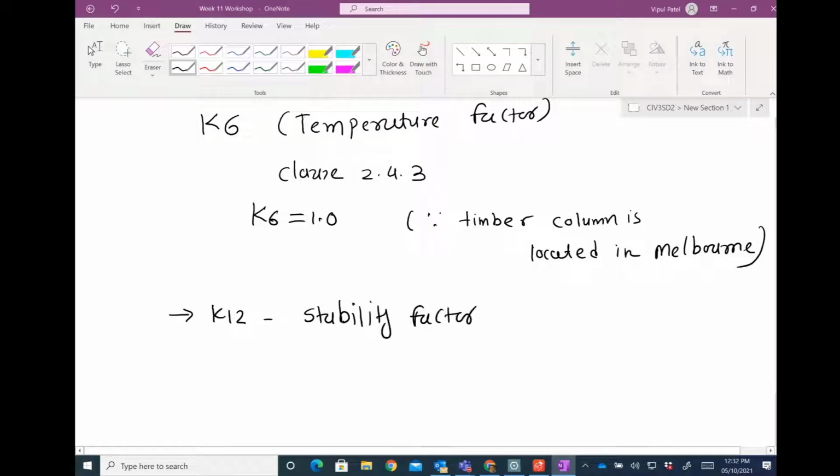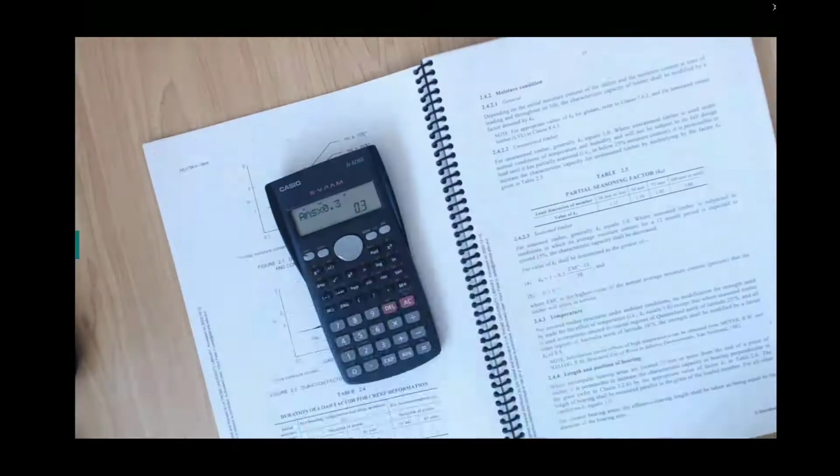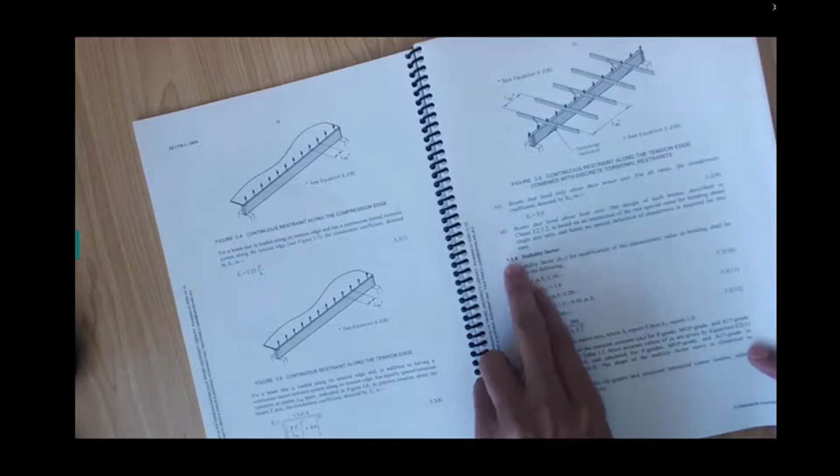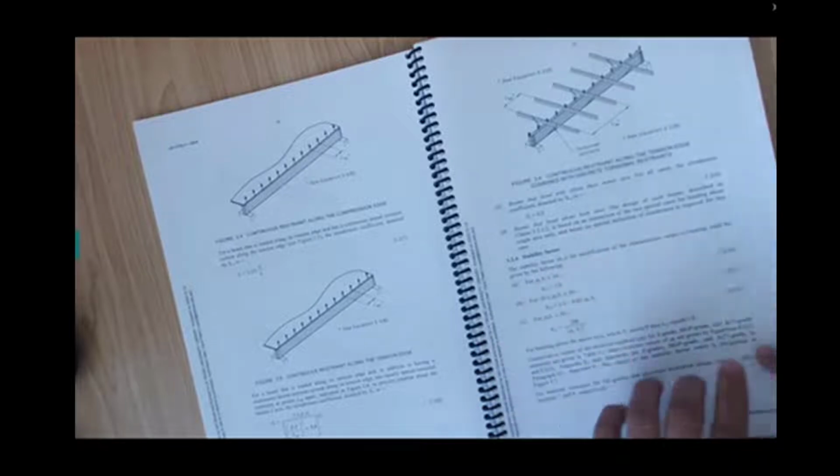Stability factors. What are stability factors physically? That I'm going to tell you. If you come back here, look, there are two stability factors. Don't be mixed up when you are working on that one. The one I am going to show you is for beams. That is the stability factor for beams, clause 3.2.4, rho B and S1.